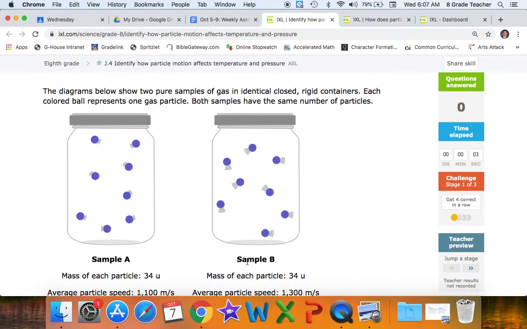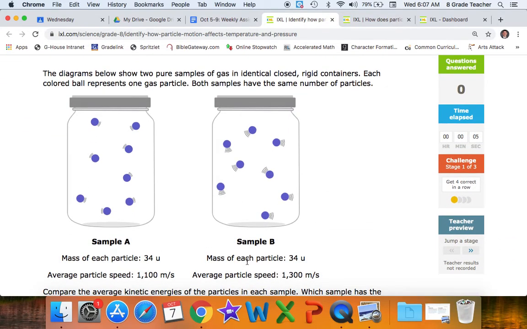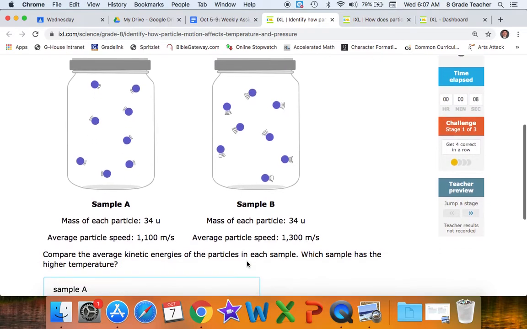The diagram below shows our two containers, sample A and sample B. This way it's going to present information a little bit differently, which it has the mass of each particle listed and then the average particle speed shown here. Based on what we know, the one that has larger mass and the one that has the higher speed will have the higher overall temperature and pressure. Here it says compare the average kinetic energies of the particles in each sample. Which sample has the higher temperature?